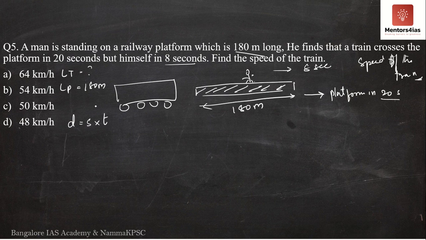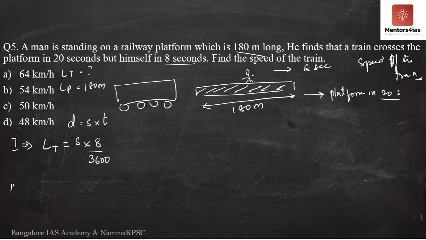So here we have two scenarios. The first scenario, we'll take the train crossing the man itself. Then what is distance? Distance is nothing but length of the train. This is equal to what? Speed of the train into the time taken to pass this man, which is 8 seconds. Therefore, it is 8 divided by 3600 over here. So, I hope this is clear.